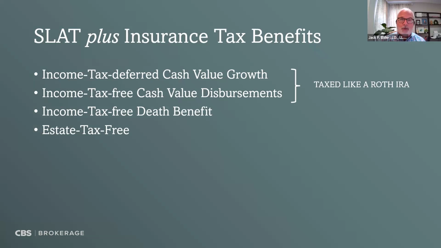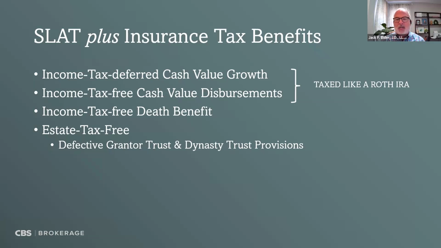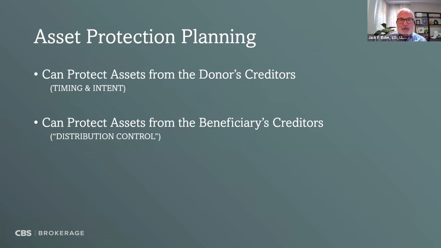But unlike a Roth, there's a few other benefits. The death benefit is income tax free and estate tax free, unless you have an unforced error. And on top of it, you could be tagging in the defective grantor benefits that a defective grantor trust has, like burning the estate down through trust income taxes and dynasty trust provisions to avoid that generation skipping transfer tax. I mentioned asset protection. So there's two asset protections that are available with spousal access trusts. First is from the donor's creditors.